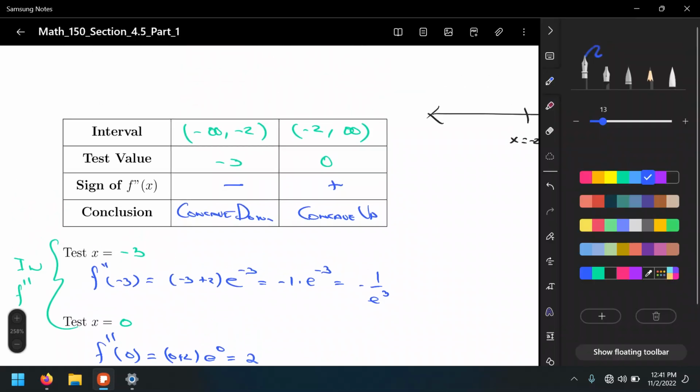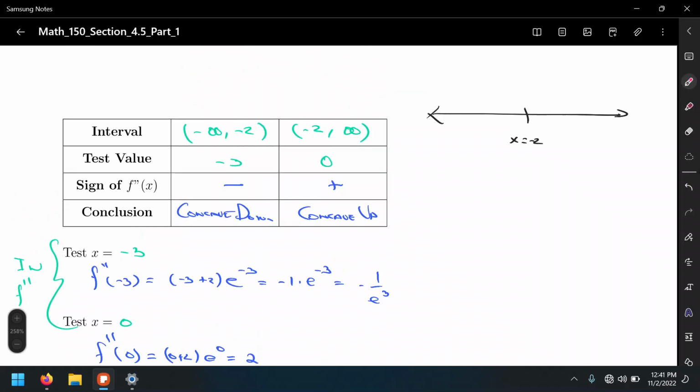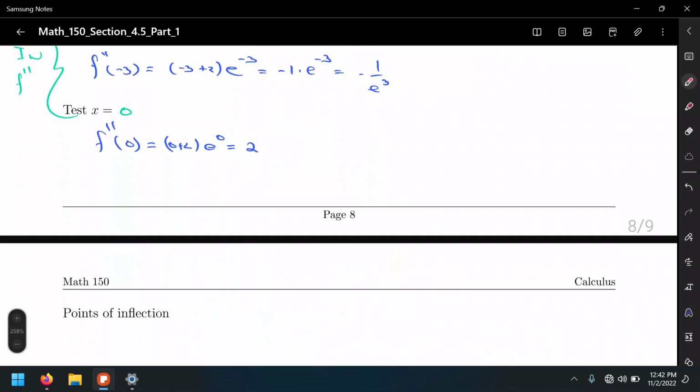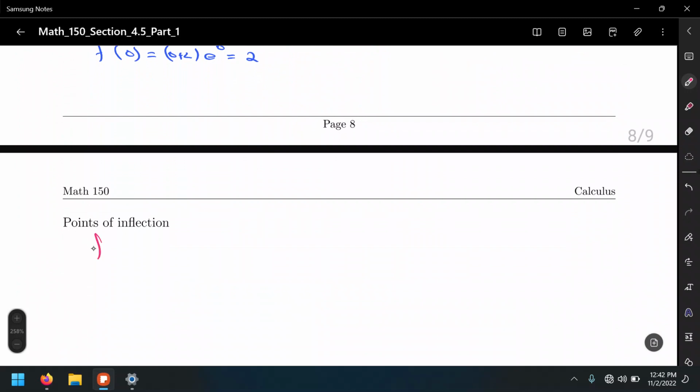So, concave down here, concave up, that means there is a point of inflection. Well, in this case, that critical value of x equals negative 2 is a number in the domain of the original function. So this will be legitimate, in this case, a point of inflection. And that point of inflection will be evaluated in f of x.